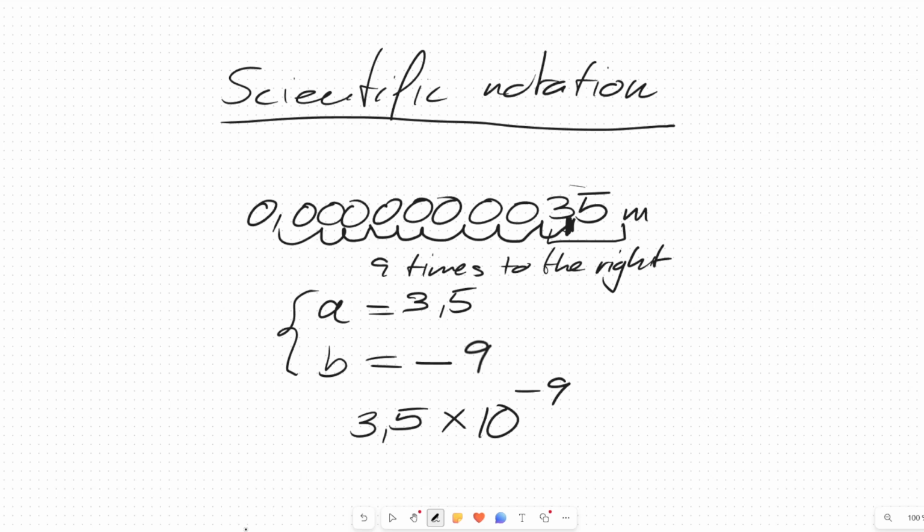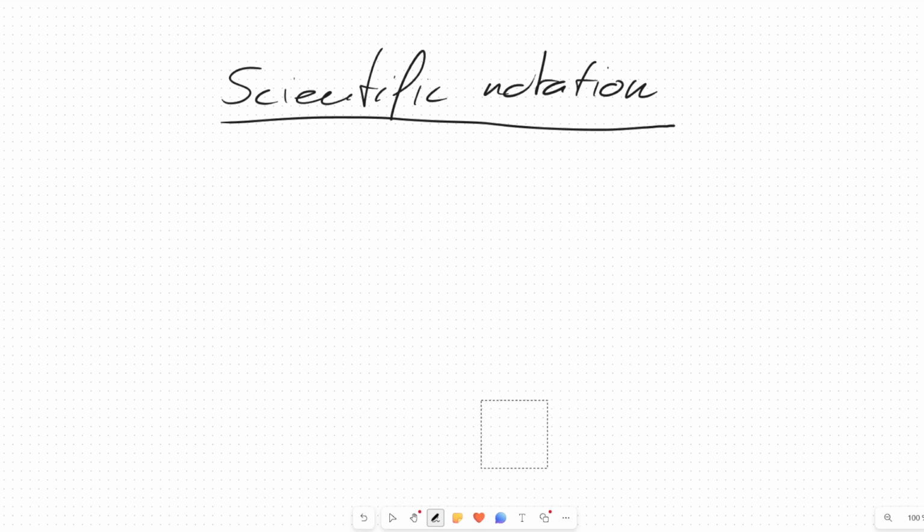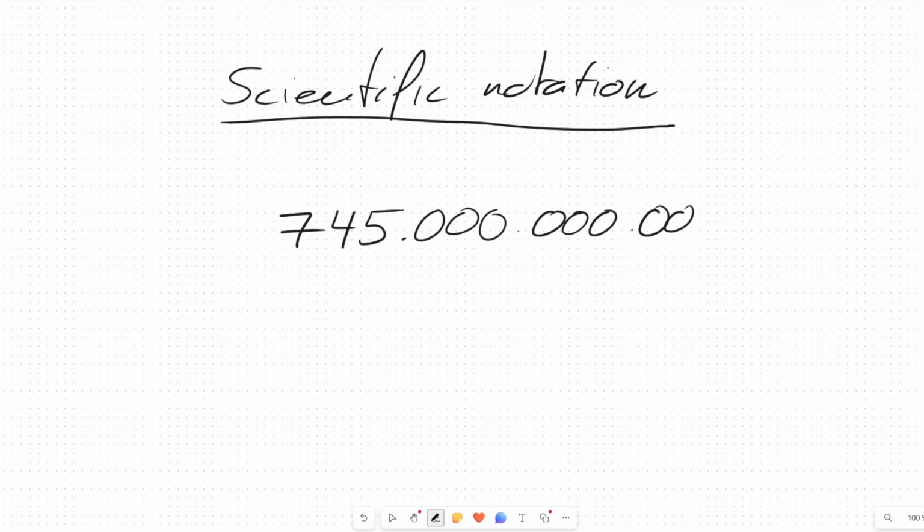Let's see this with another example. See if we got it right. For example, we can have the number 745 billion kilograms. This could be, for example, the mass of a black hole, a very, very massive thing in the universe. 745 billion kilograms. So how do we write this number in scientific notation?